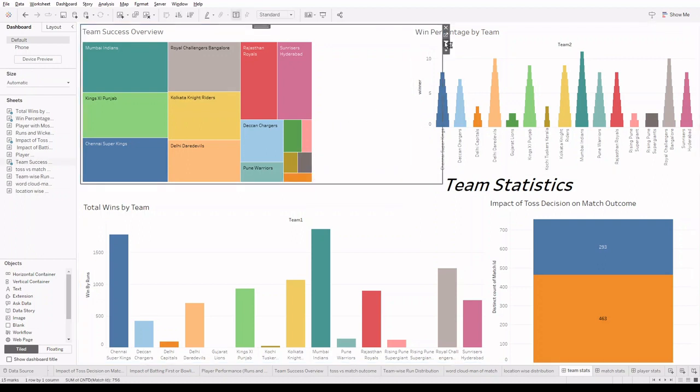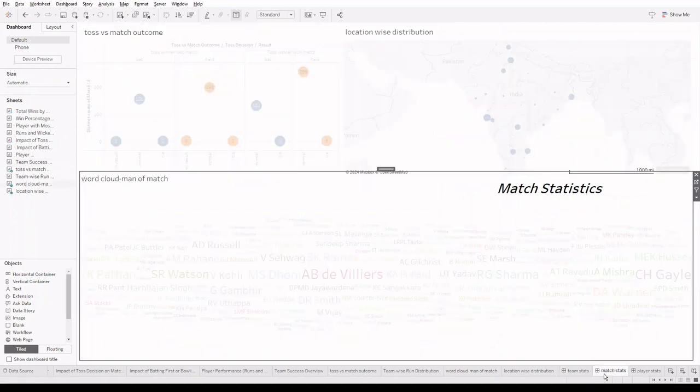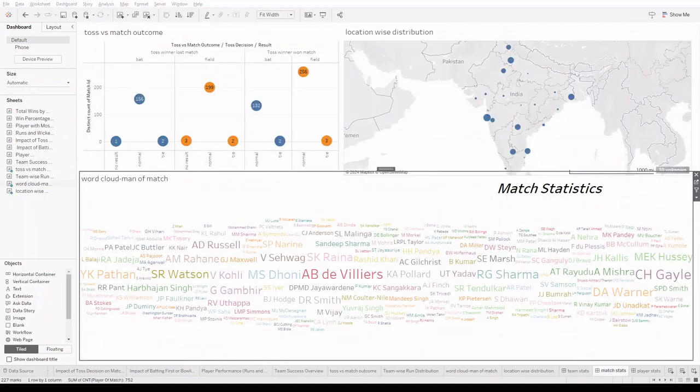I have also added many filters in these, but as I cannot show you everything right here, I have already uploaded this whole dashboard link on Tableau Public, so you can go there, experiment on my dashboard, and update it as per your choice. So let's get into match statistics.